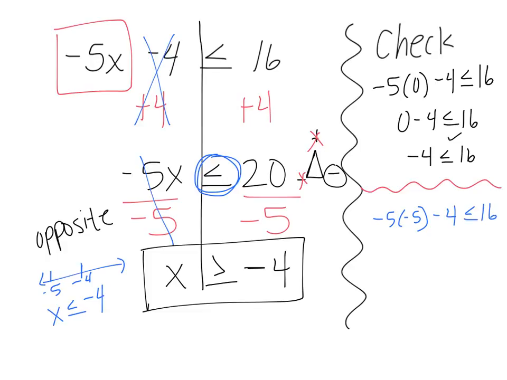Negative 5 times negative 5, so remember your triangle sign up here, a negative times a negative will leave me a positive. So I have 25 minus 4 is less than or equal to 16. 25 minus 4 is 21. 21 is definitely not less than 16. So that's what happens when you forget to flip your sign. When we divide by negatives or multiply by negatives, our inequality sign is going to flip. That rule will be in your ISN notes, but I wanted to introduce that here in this video as well.